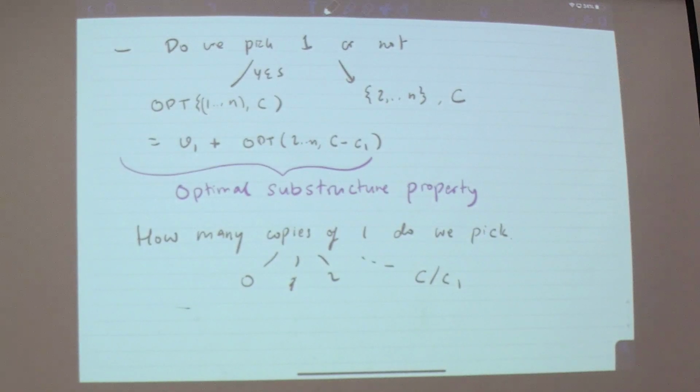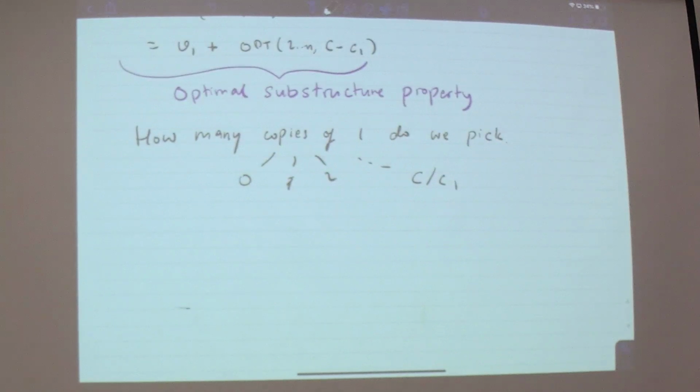Yes? For each number of ways to pick, let's say we decide to pick k copies of V1. Then the recursive step would be looking at a recursion which would have C minus k times C1 and the set 2 through n. You agree? And you do that many copies of the recursion. Okay?